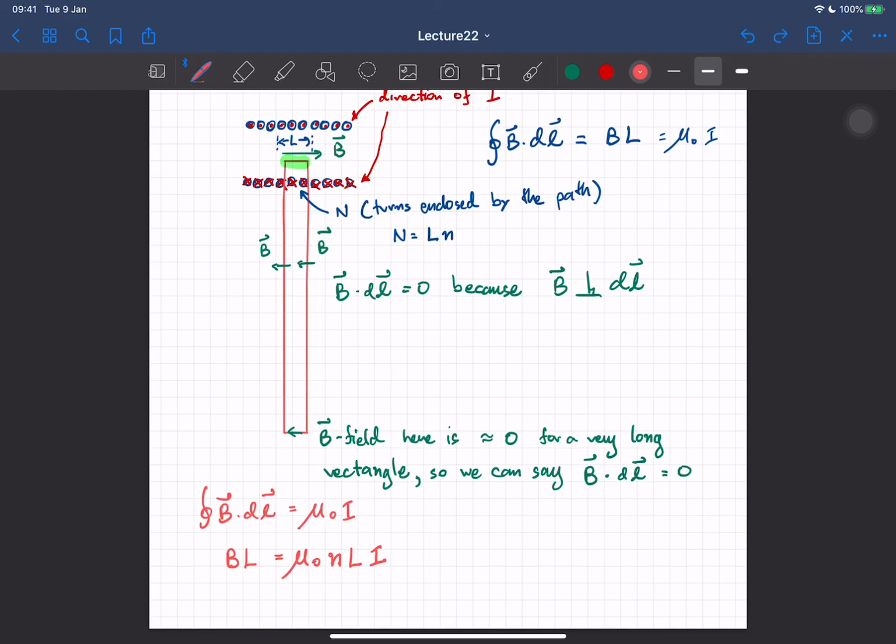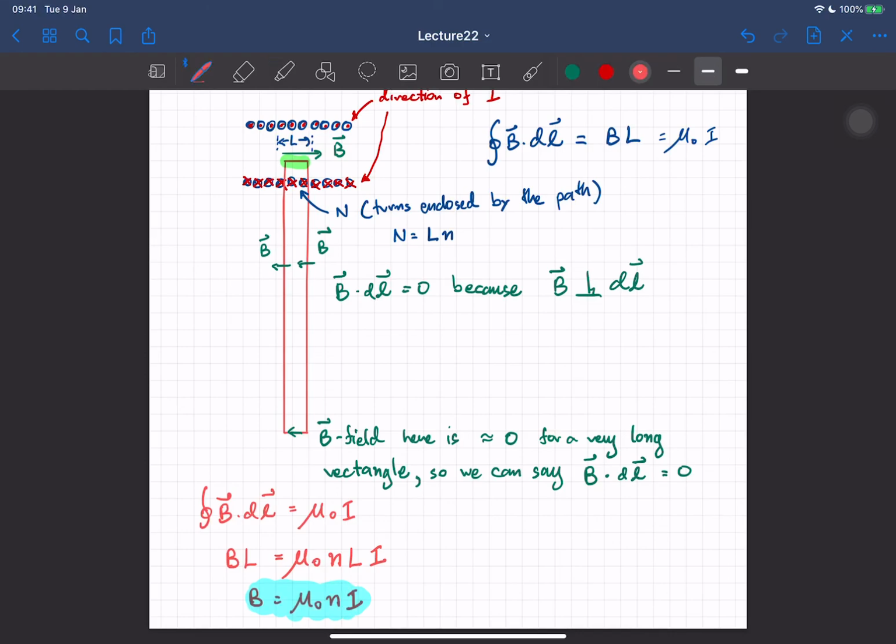Because remember, what is L? L is some kind of arbitrary width of this rectangular path. It's something that I made up, so it shouldn't depend on it in the end. So B is equal to mu 0 times small n times I. That's the magnetic field. That's the strength of the magnetic field inside a solenoid.